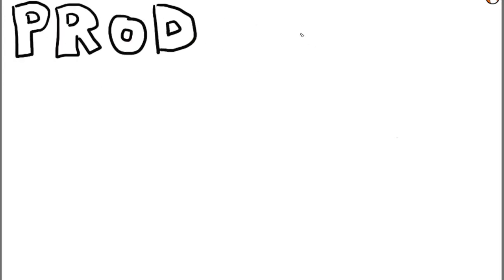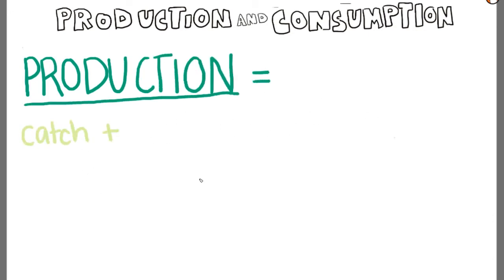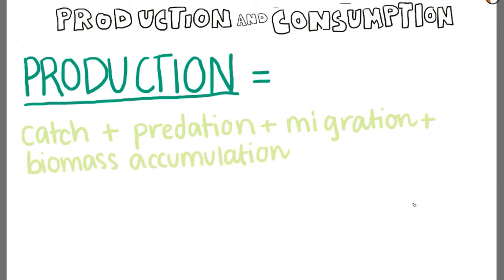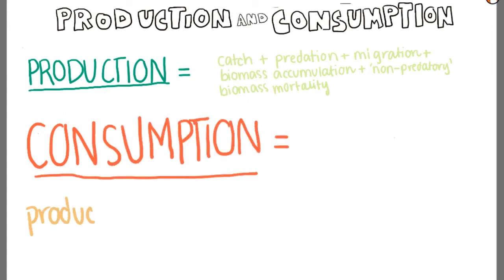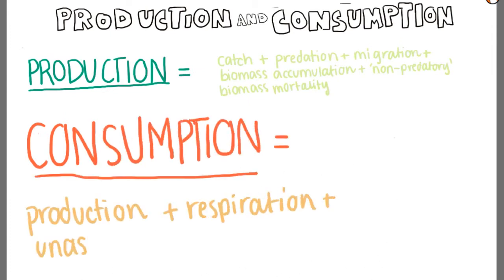Once these are defined, Ecopath calculates the annual production and consumption of each species group with two master formulas. For each species, production can be calculated via production equals catch plus predation plus migration plus biomass accumulation plus non-predatory biomass mortality. And consumption can be calculated by consumption equals production plus respiration plus unassimilated food.